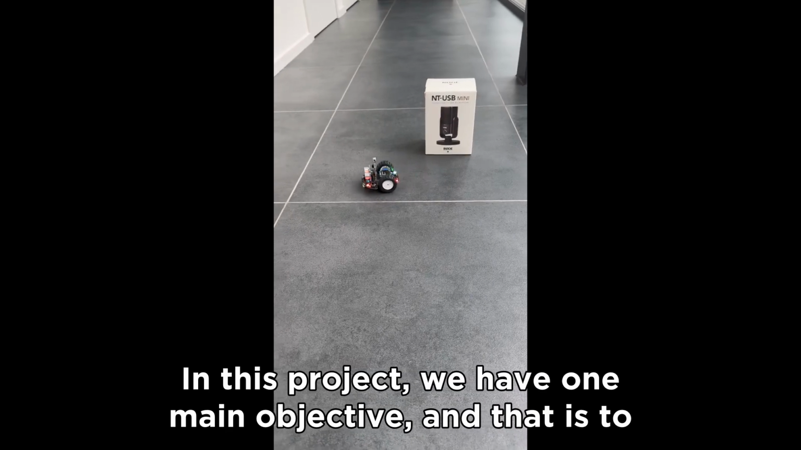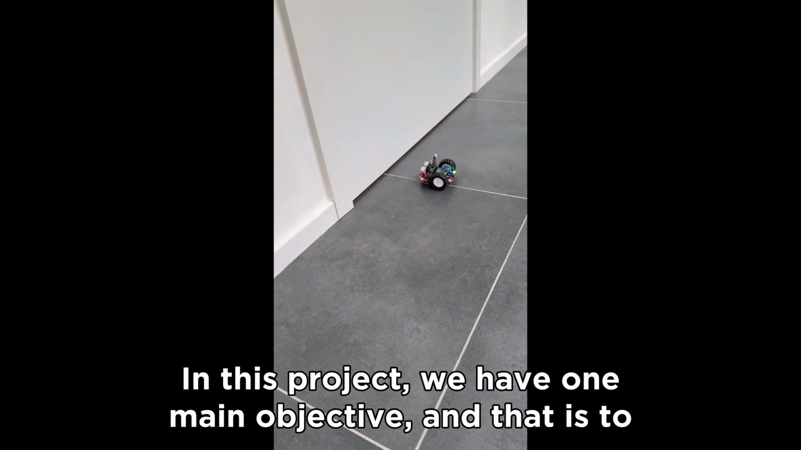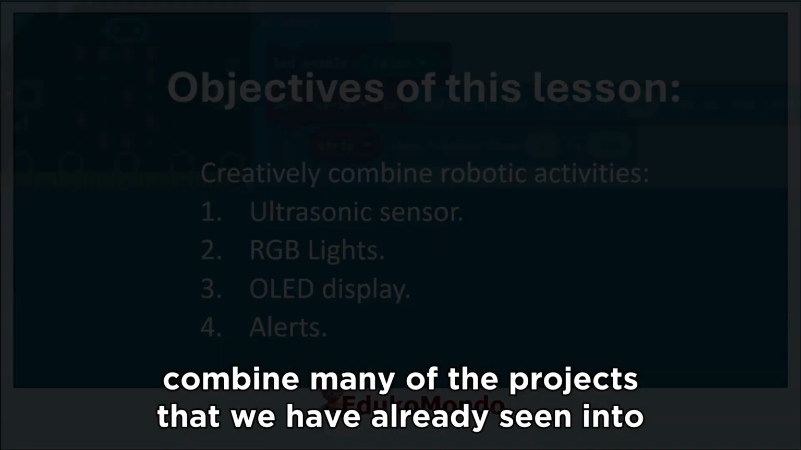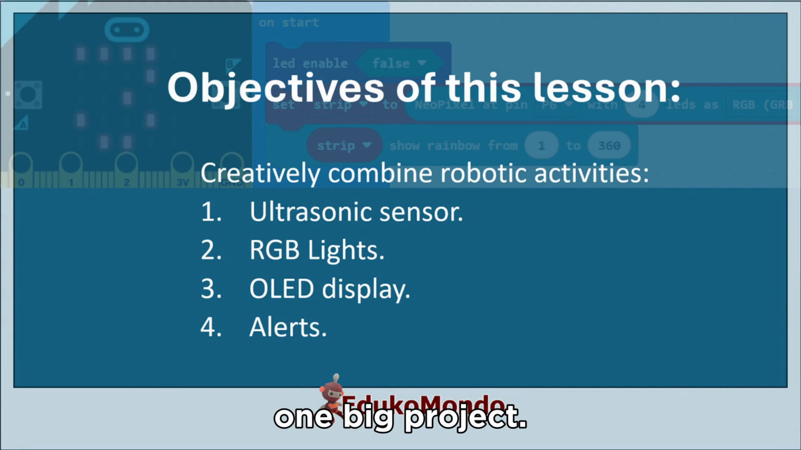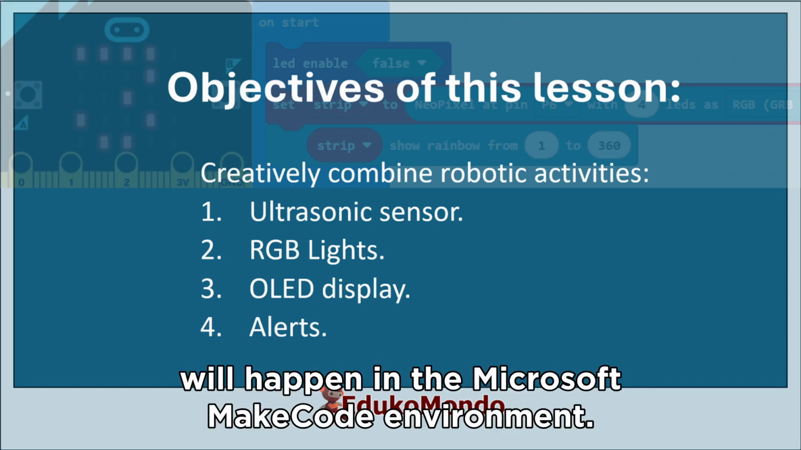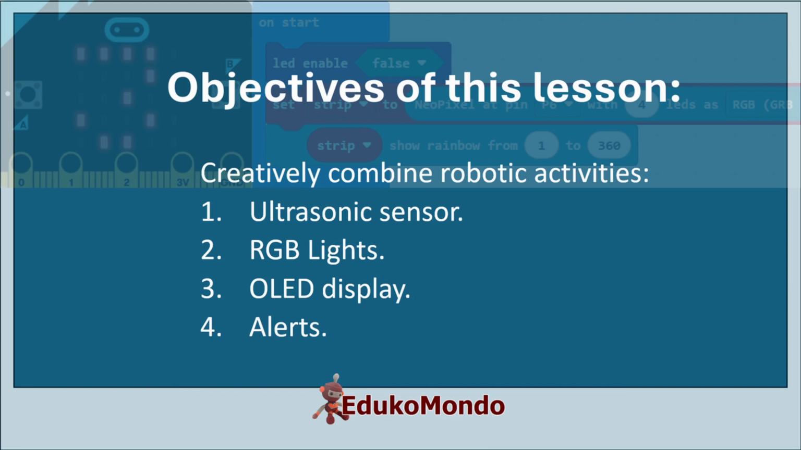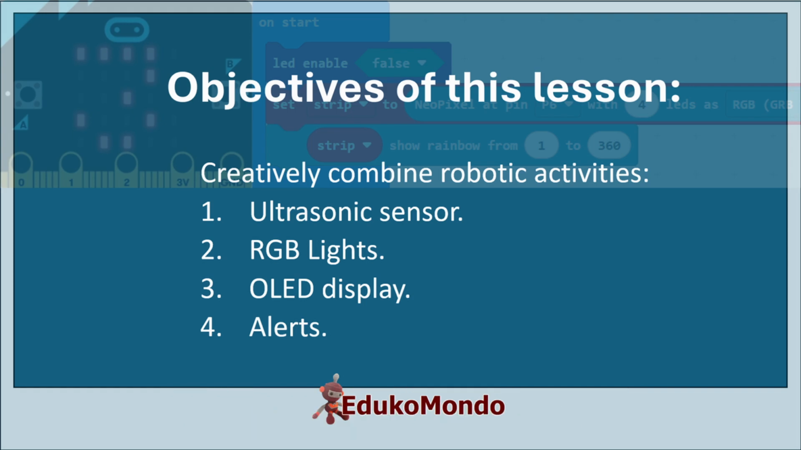In this project, we have one main objective, and that is to combine many of the projects that we have already seen into one big project. The aim is to keep a cool head on all of the programming that will happen in the Microsoft MakeCode environment. To do that, it's handy to make a list of all the actions that we want to take place.